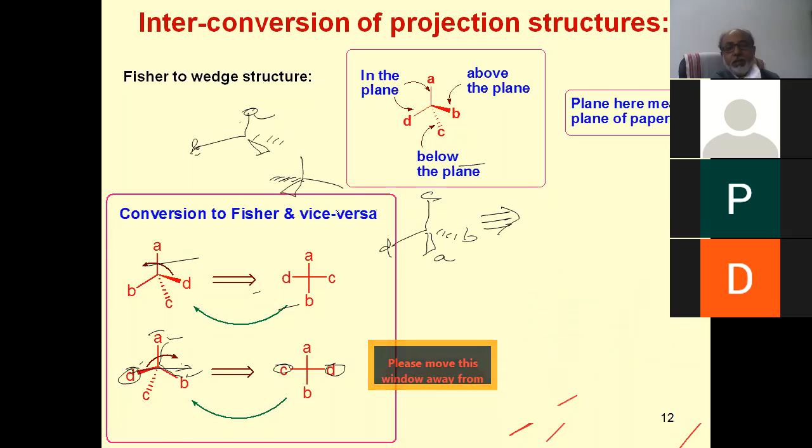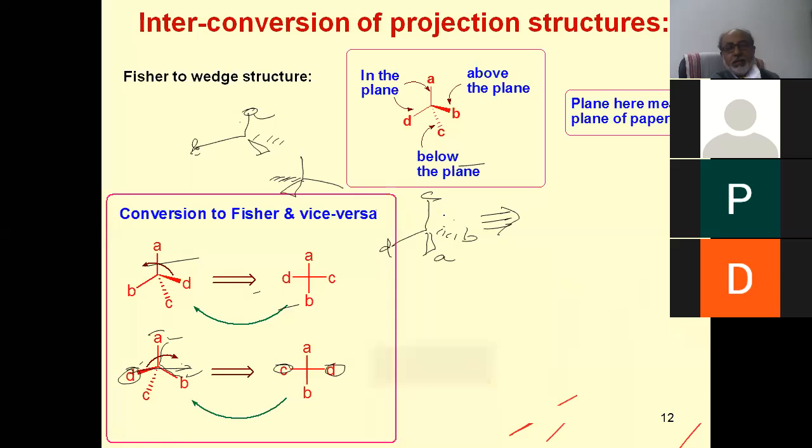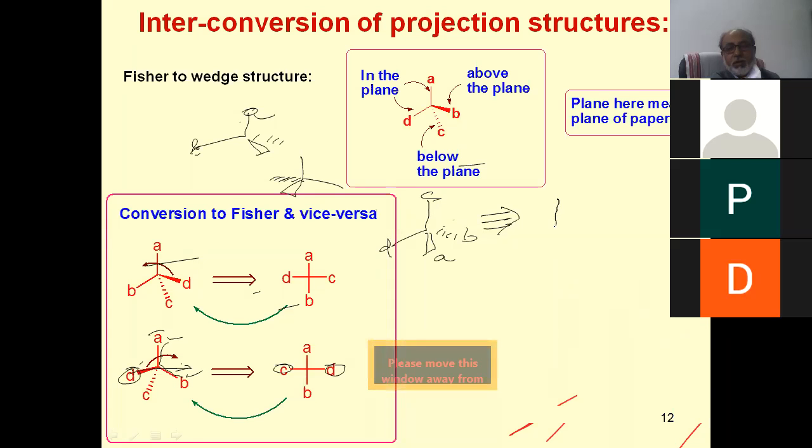And just how to write. What is the Fischer projection for this one? Okay, let us do some exercise here. What is the Fischer projection? A Fischer projection will go only horizontal and vertical.